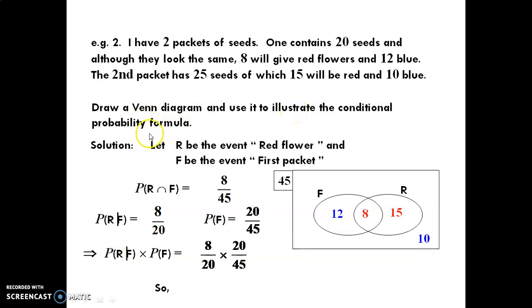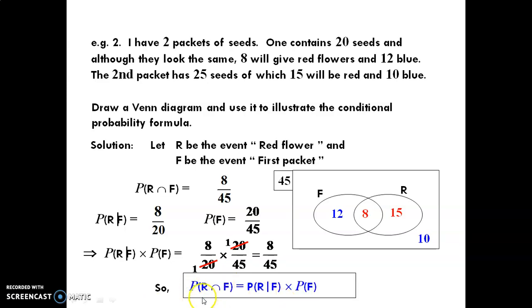So it is represented in the conditional probability formula. In this case we have to multiply both: probability of R given F into probability of the first packet, that is 20 upon 45 into 8 upon 20. You will get 8 upon 45. So probability of R intersection F is equal to probability of R given F into probability of F.